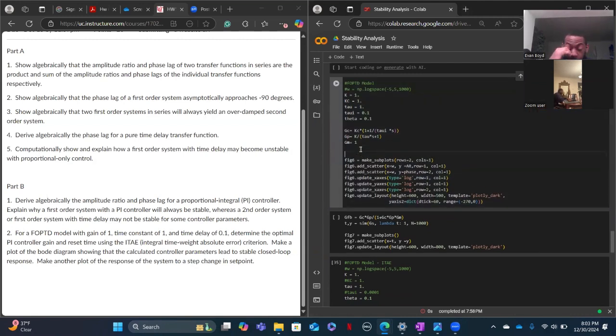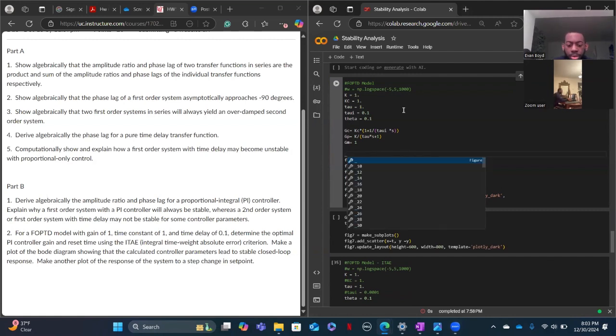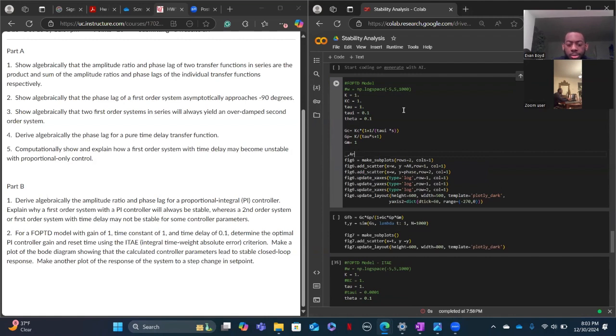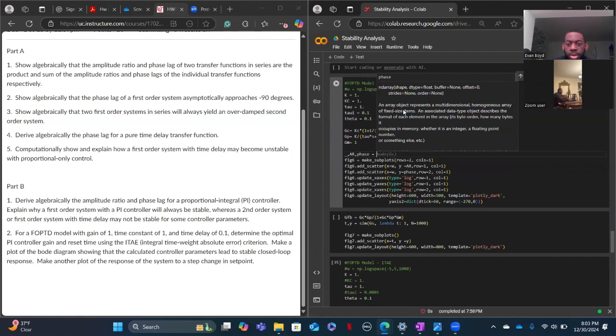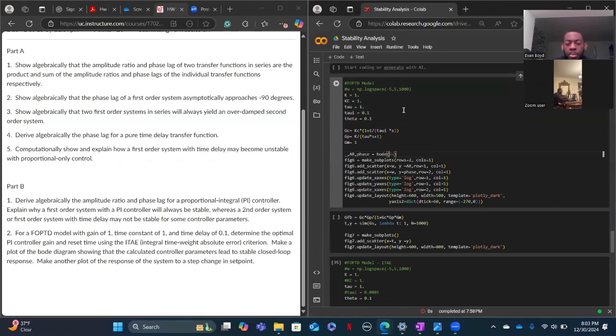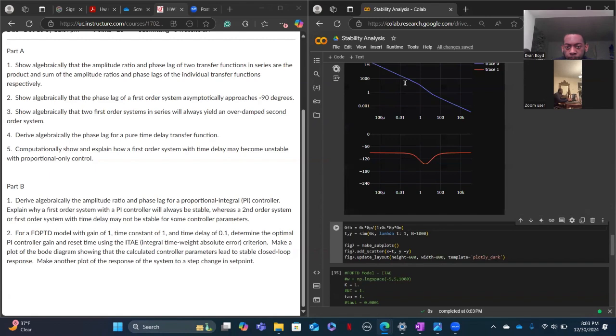And then the last part, we gotta add this line right here. What is it called? And then AR, and then our phase. This is equal to bode. And we're gonna do our GC times our GP times our GM, and then our omega. We're still pulling our omega term. Okay. Shift enter.